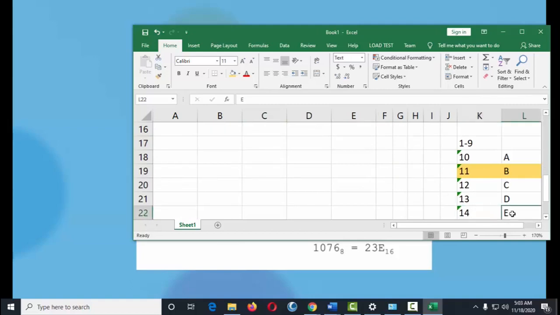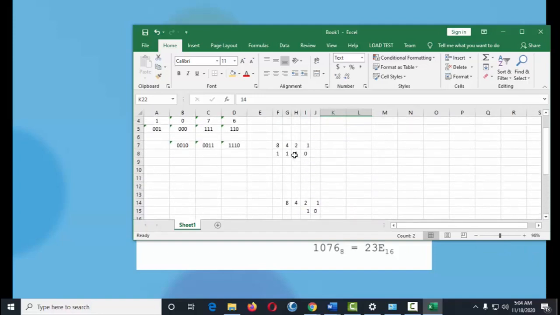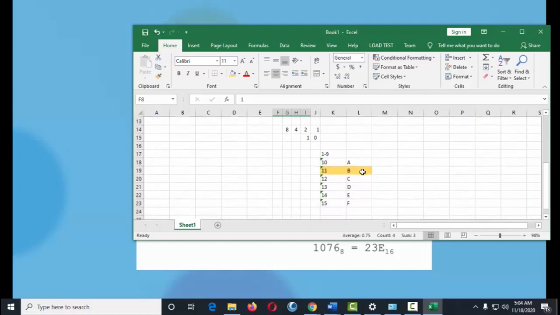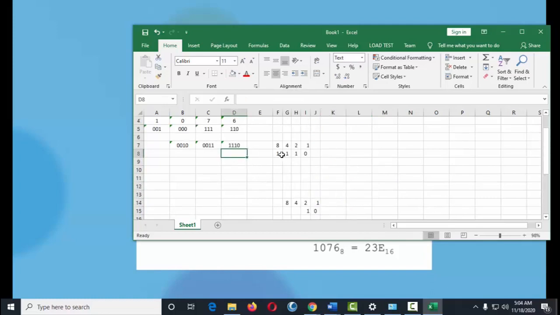It's E. Okay, E, because remember, let me put that back here. So this value is 8 plus 4 plus 2 is 14, and then I'm going to remove this so you won't get confused again. This is the one that we're referring to. 14 is actually E, so this is going to be E.